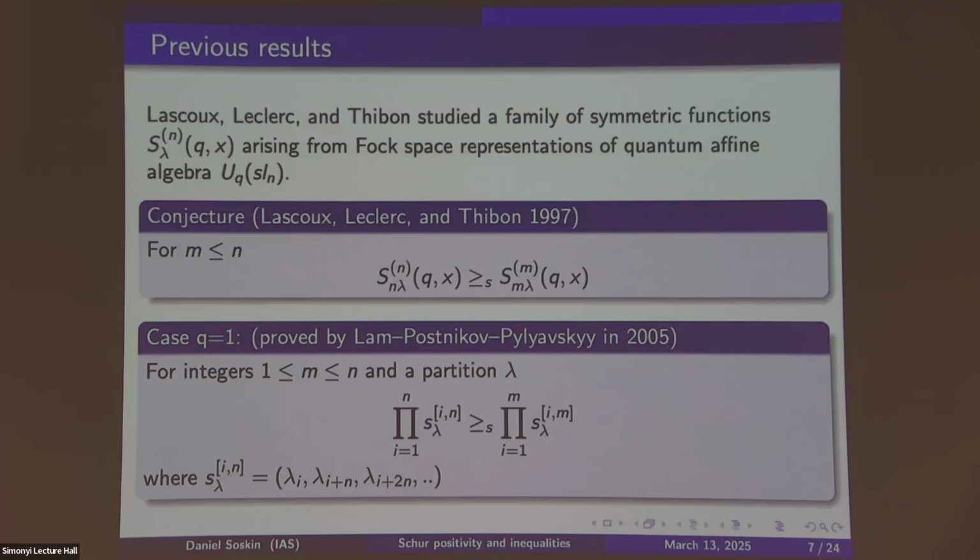Something is omitted in the last line: s of lambda to the power of n is equal to... Well, we take lambda, and then we take every i-th part with step n. And then s is omitted in the last line, right? So s of that partition, right? Yes, it should be a Schur function, not just a partition.